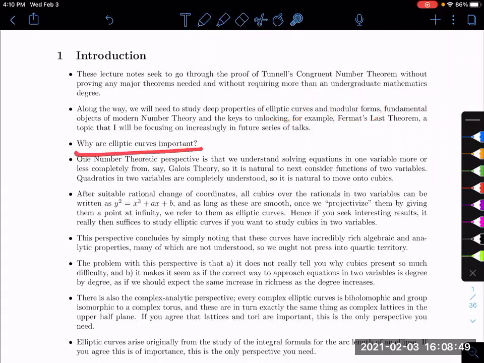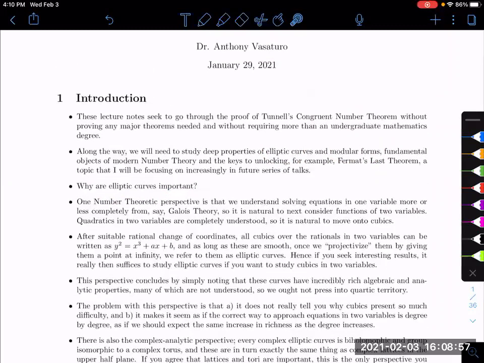Let's first talk about why elliptic curves are important in the first place, like why would you bother? There are different perspectives here. So the first perspective would be the naive classical number theoretic perspective. And that would be, okay, well, we want to solve equations. We want to solve Diophantine equations or equations over the rationals. That's just what we want to do as humans. We want to find the roots of equations.